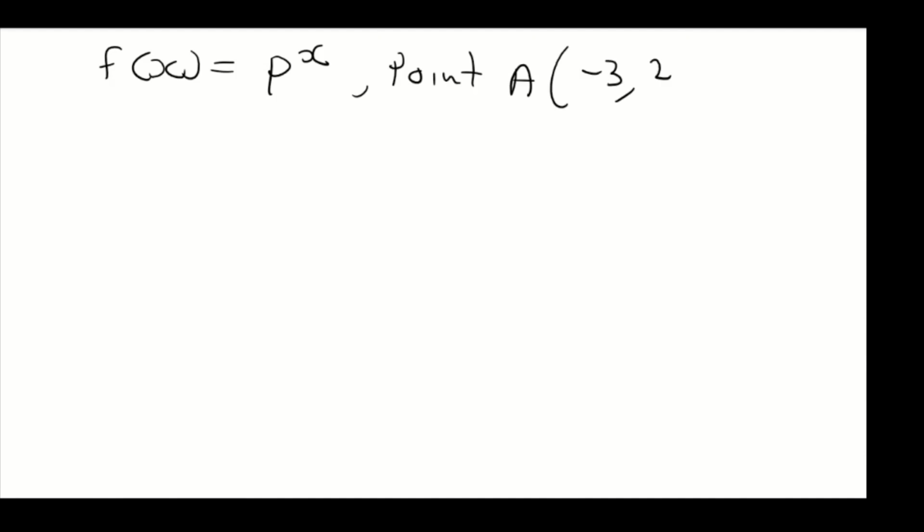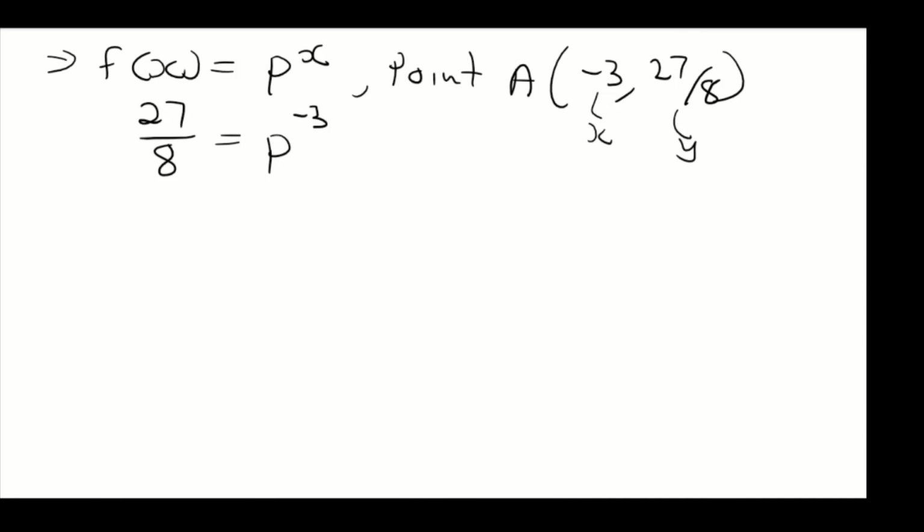So remember that we're given f(x) = p^x, and to find the value of p you must use the point A, which is (-3, 27/8). So we're going to substitute, knowing very well that this is the x value, this is the y value, in this equation here. So where there's f(x), we're going to put 27/8 = p^(-3). Then to find the value of p, we simply multiply the power by -1/3, its inverse.